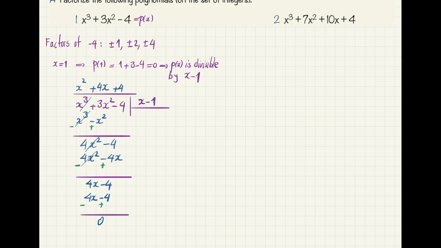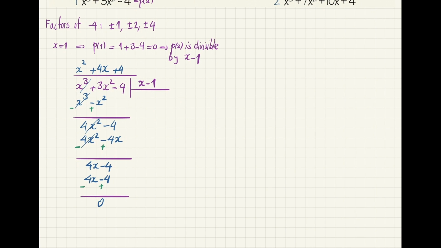but I did this because I wanted to actually factorize the polynomial. So what can I write now? P of x is equal to the divisor multiplied by the quotient plus the remainder. So then what happens? It becomes x minus 1 multiplied by x squared plus 4x plus 4.